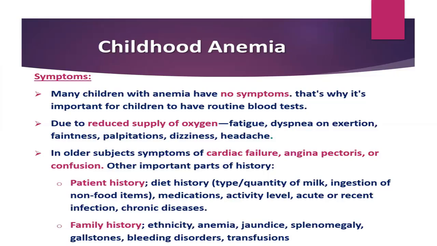Other important points in the history: we should assess the patient's history regarding diet, type and quantity of milk, ingestion of non-food items, which we call pica, in iron deficiency anemia, medications, activity level, acute or recent infection, or presence of chronic diseases. Family history is important, like ethnicity, anemia, jaundice, splenomegaly, gallstones, bleeding disorders, or history of transfusions.